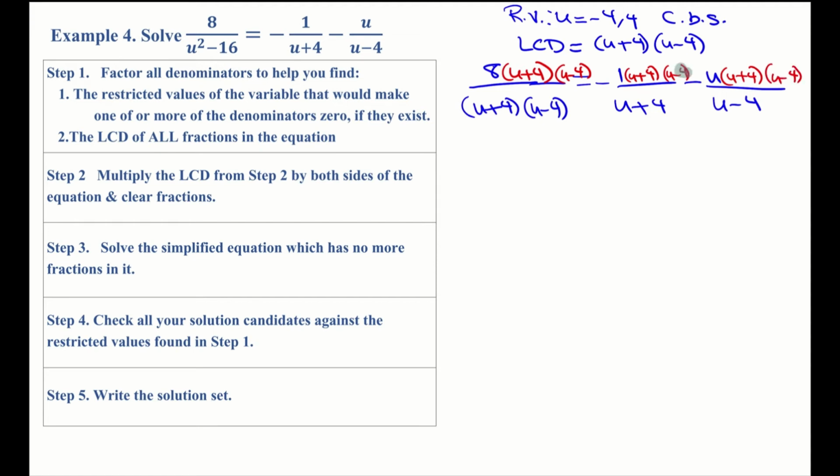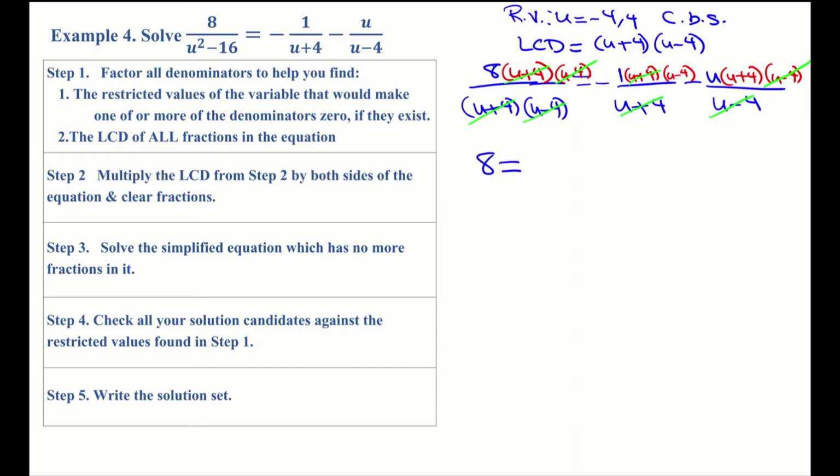All right. So this one just doesn't want to cooperate. We'll just redo it. So now we cross cancel as much as we can. We can see that those two cancel out, so do those two. In the next term, u plus 4 cancels u plus 4, and finally u minus 4 cancels u minus 4. So we carefully write down what's left.